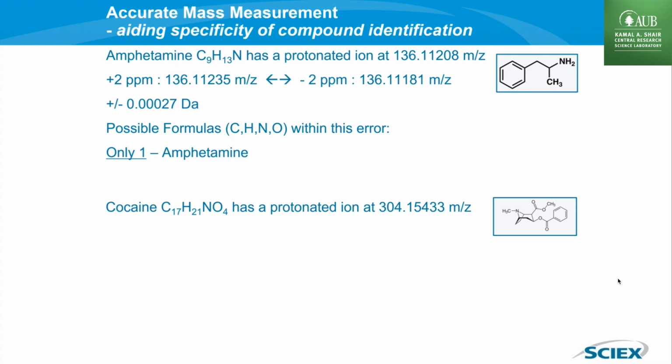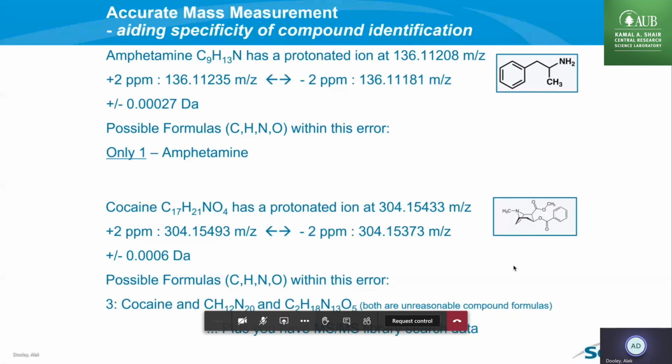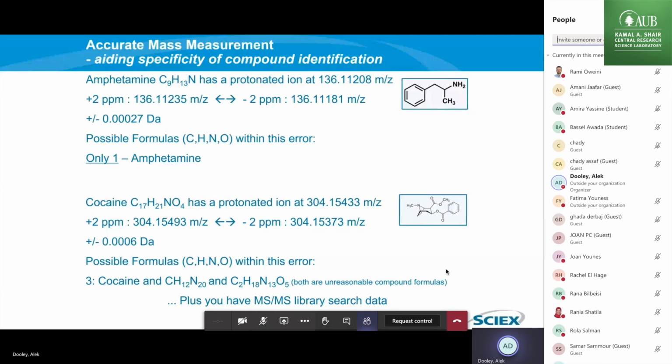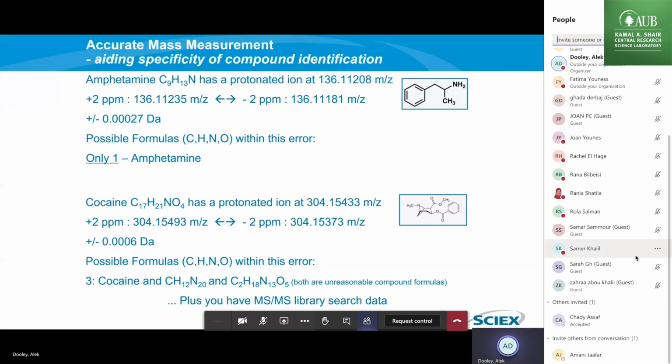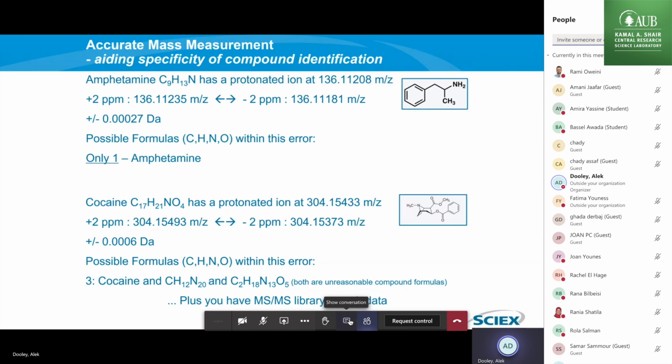Now I have another example. I chose here cocaine. So it has the formula C17H21NO4. There's the protonated mass 304.15433. And I show you a picture of what the structure of cocaine is. So again, your instrument has the 2 ppm plus or minus 2 ppm mass accuracy. So you see the range there. That range is a 0.0006 Dalton range.